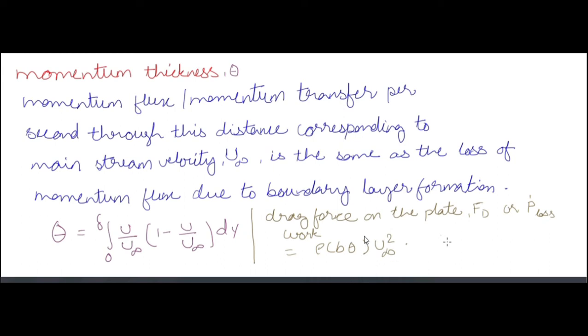Now, rate of power loss or work loss: exclude these terms, because it was asked in a question, and using the same formula it was equated to rate of power loss. I would not suggest you write rate of power loss or work; just write drag force on the plate, FD. So drag force on the plate, FD, is equal to rho into b theta into u infinity whole square, where u infinity is the stream velocity.